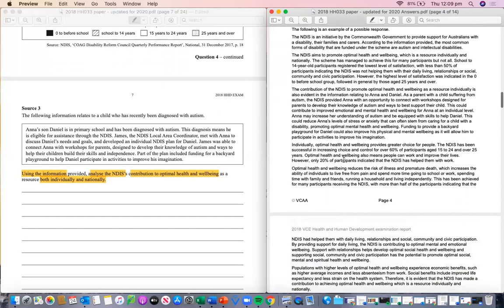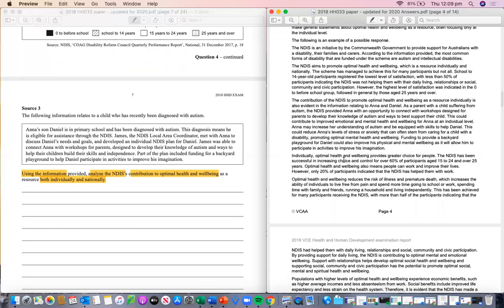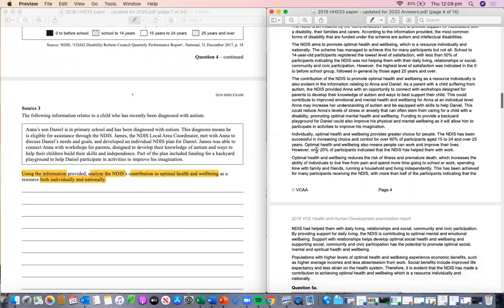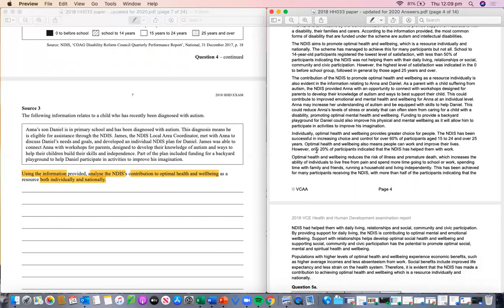It's fairly long, but I'm going to try to simplify as much as I can. The NDIS is an initiative by the Commonwealth Government to provide support for Australians with a disability, their families and carers. According to the information provided, the most common forms of disability funded under the scheme are autism and intellectual disabilities. The NDIS aims to promote optimal health and well-being, which is a resource individually and nationally. The scheme has managed to achieve this for many participants, but not all.